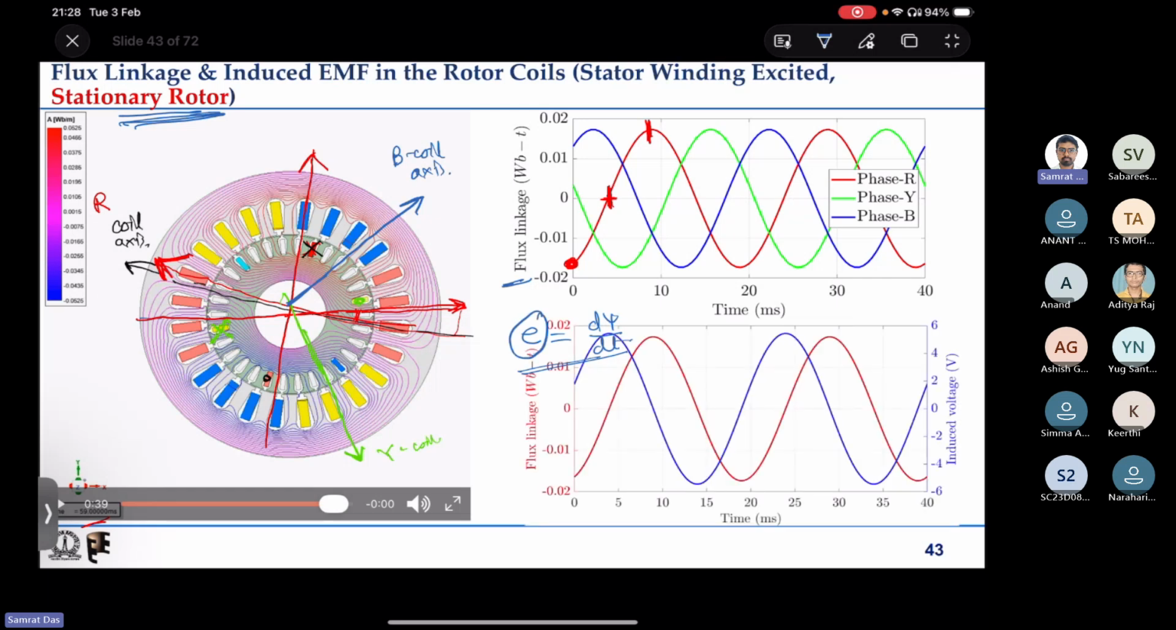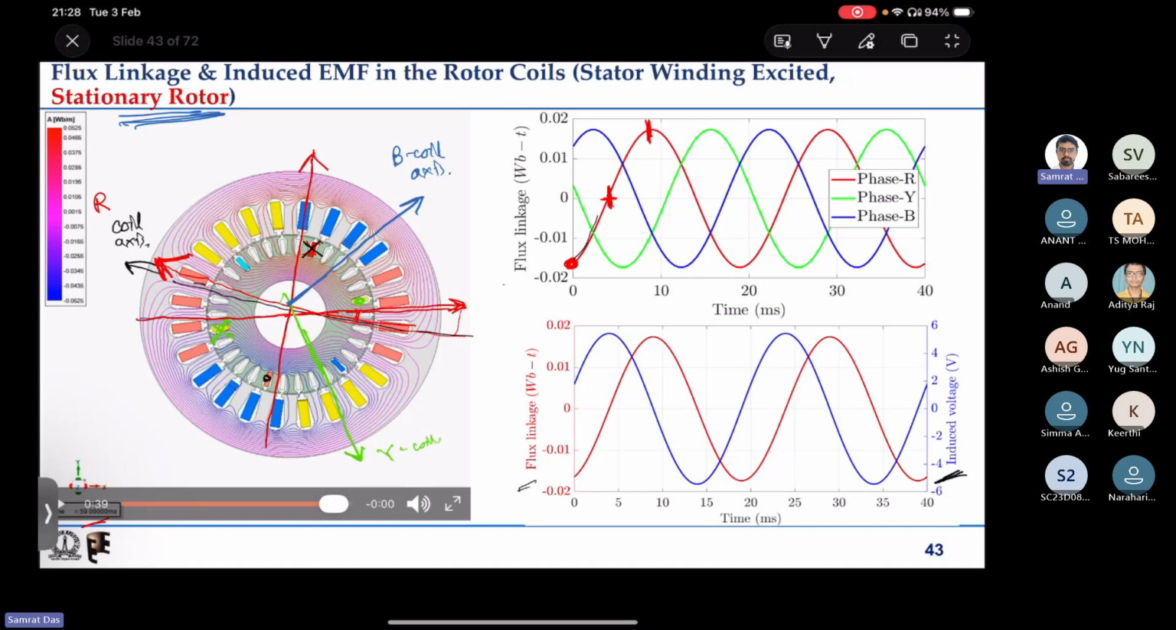Differentiation will make the EMF lead the flux linkage by 90 degree. So you can see that if I plot the R phase flux linkage only, the red color one I have taken, and if I plot the induced EMF, the induced voltage in the R phase, you can see that that is also a sinusoidal quantity.